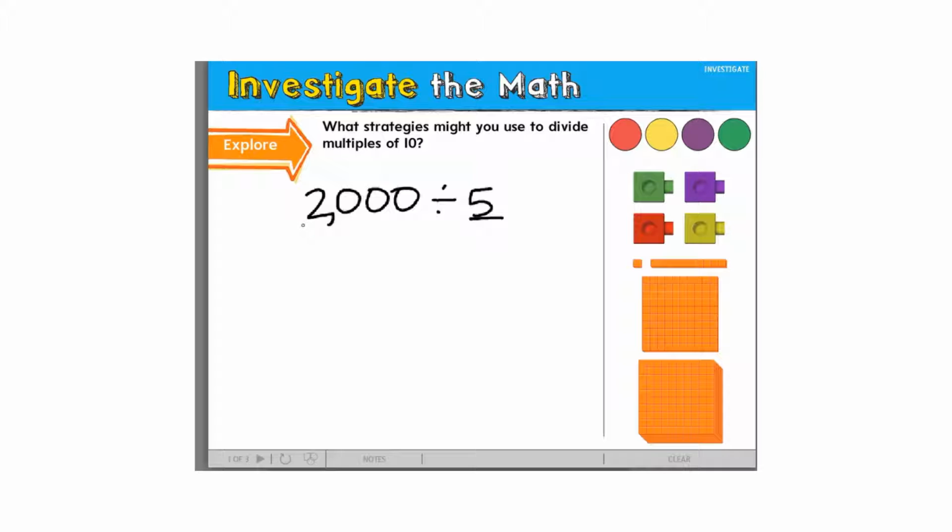So what are my non-zero numbers in this question? 5 and what else? 2. Can 5 go into 2? No. Okay, so what should I do? Nolan, you got your hand up. Instead of 5 and 2, it would be 5 and 20.